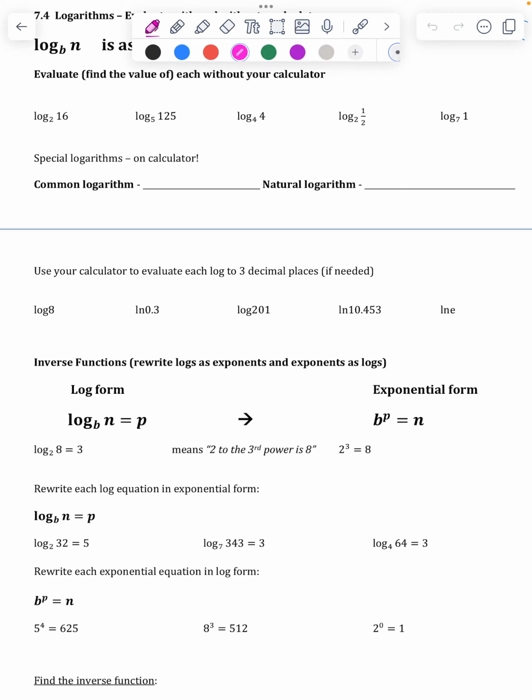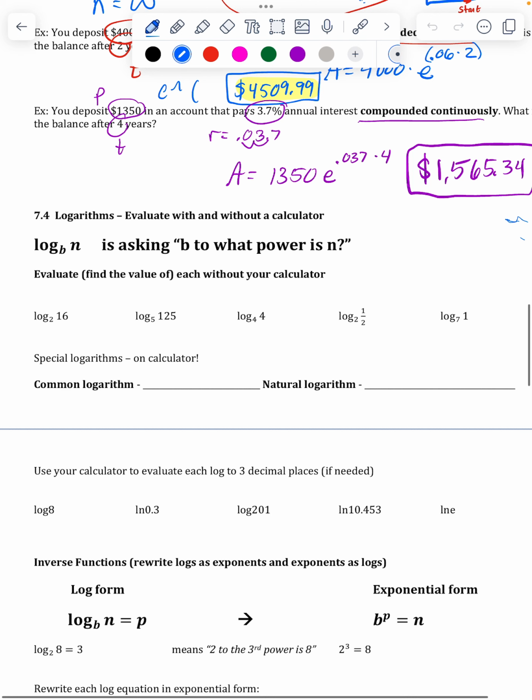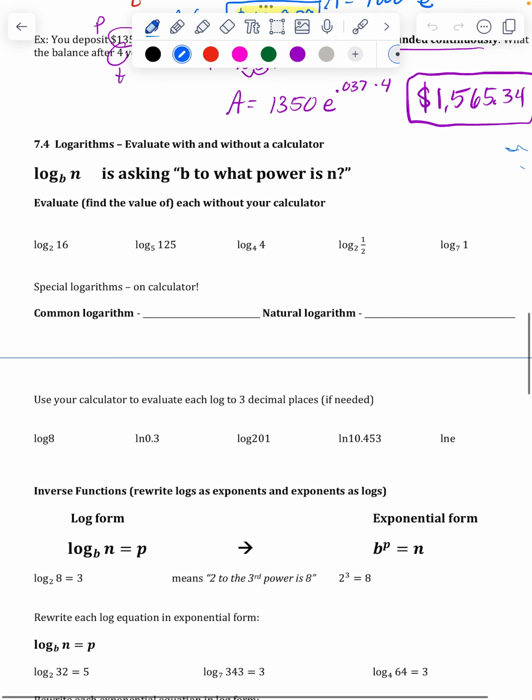Alrighty, let's rock this part. This is going to be the beginning of 7-4. We're going to do 7-4 in two parts. We're going to learn something new, like actually new today, that you have not seen, I don't believe, in any previous math class, and that is logs.